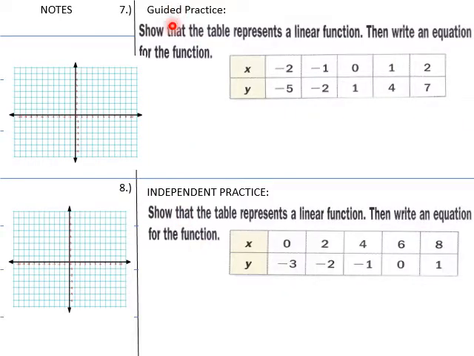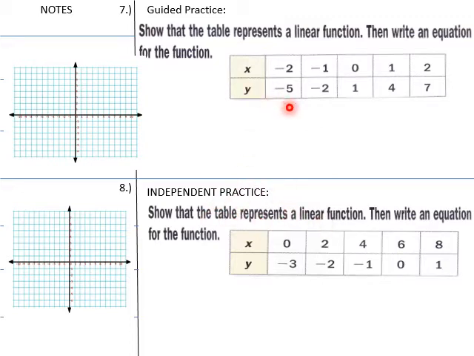Now we go into another guided practice here. Show that the table represents a linear function, then write an equation for the function. So to show that it represents a function, for each input, there is only one output, so it does have that functionality to it. And then do the same thing down here.